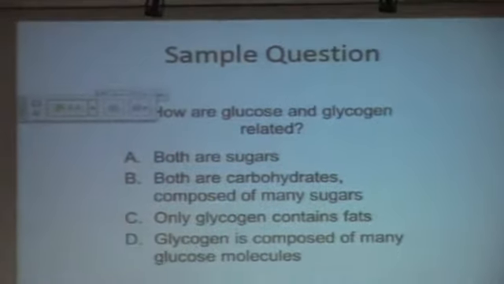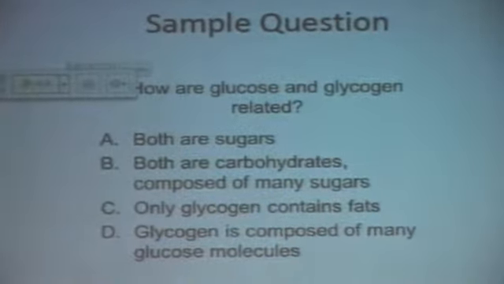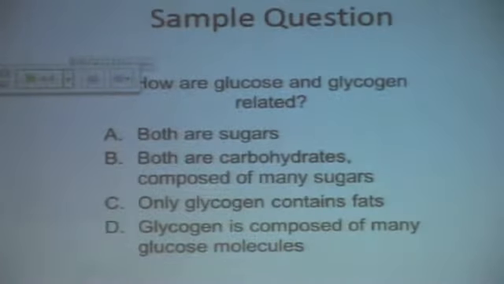Okay, here's the sample question. How are glucose and glycogen related? A, both are sugars. B, both are carbohydrates composed of many sugars. C, only glycogen contains fat. So everybody knew that was the wrong answer. And D, glycogen is composed of many glucose molecules. And I would argue D is the correct answer.